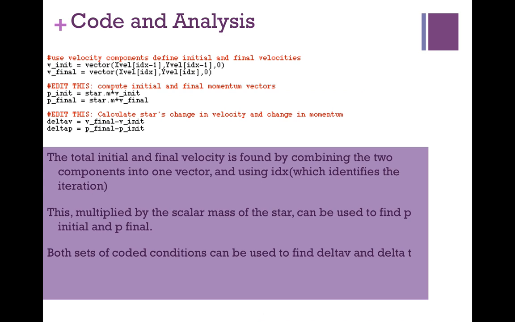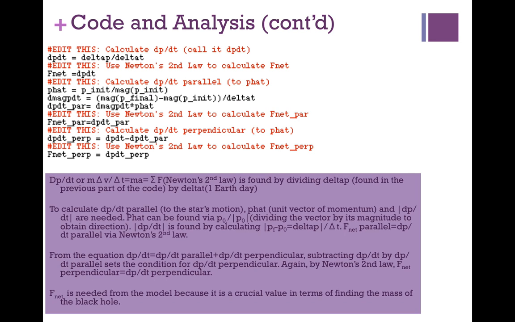So using basically an index, we can find the initial and final velocity, find the change of velocity, multiply this by the mass, and we can find delta p, which is the change of momentum, which we'll need for this. And we can divide that by the change in time to find dp dt, and that's equal to the F net, of course, by Newton's second law, as we discussed.